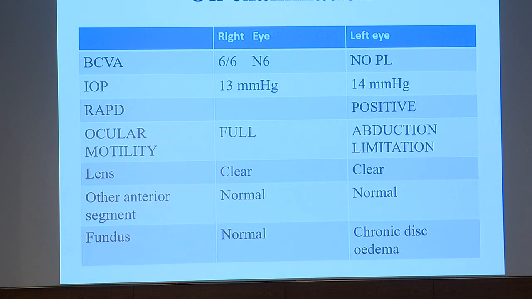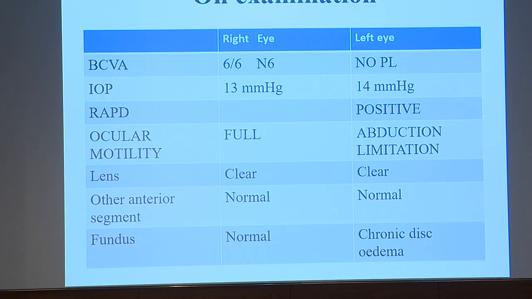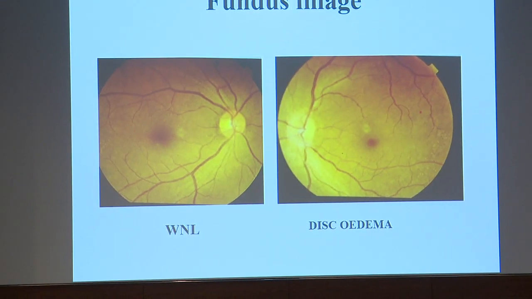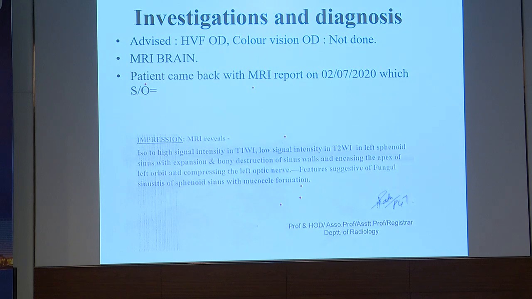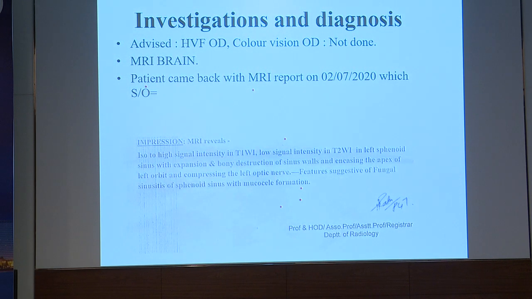On examination, right eye best corrected visual acuity was 6/6 with normal anterior and posterior segment findings, but in the left eye, perception of light was negative, RAPD was positive, there was a limitation in abduction, and on fundus examination there was chronic disc edema. An urgent MRI brain was advised, which revealed iso to high signal intensity in T1-weighted and low signal intensity in T2-weighted images in the left sphenoid sinus with expansion and bony destruction of the sinus walls, encasing the apex of the left orbit and compressing the left optic nerve, features suggestive of fungal sinusitis of the sphenoid sinus with mucocele formation.